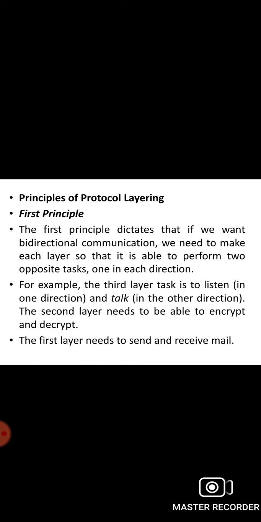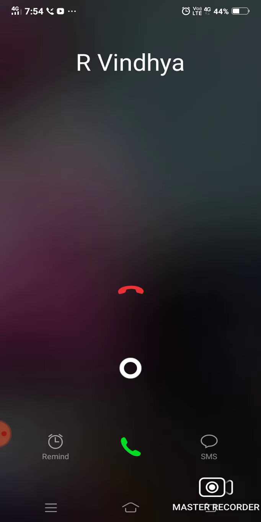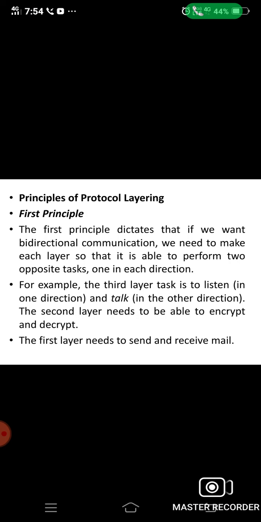And now let's see the principles of protocol layering. The first principle dictates that if we want bidirectional communication, then we need to make each layer able to perform two opposite tasks, one in each direction. For example, the third layer task is to listen and talk, the second layer needs to be able to encrypt and decrypt, and the first layer needs to send and receive mails.